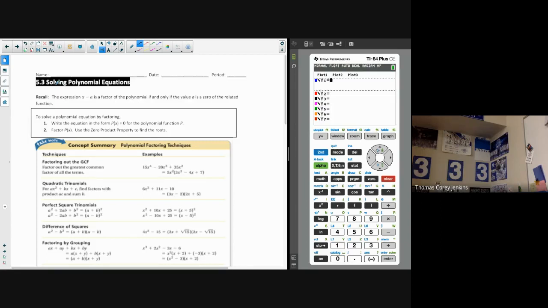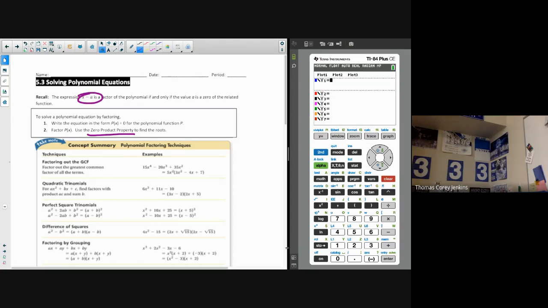All right, so we're going to be using factoring a lot today. We might look at the graphing calculator a little bit, but a key thing here is that the expression x minus a is a factor of the polynomial if and only if the value of a is a 0 related to the function. Okay, so we want those linear factors where we can use the zero product property, which means we just set x minus a equal to 0, and then we go from there.